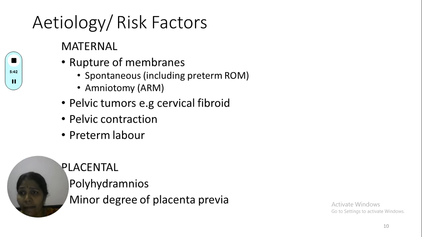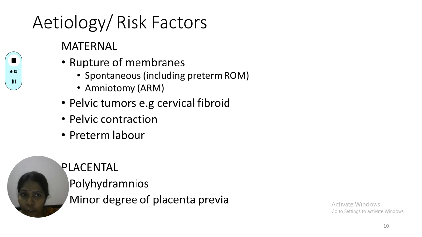Then we have the maternal factors, that is the rupture of membranes, which can be spontaneous or by artificial rupture of membranes, which is called amniotomy. Spontaneous rupture of membranes includes preterm as well as term, and if the presenting part is high up when the membranes rupture, there can be a chance of cord prolapse. So that has to be diagnosed immediately.